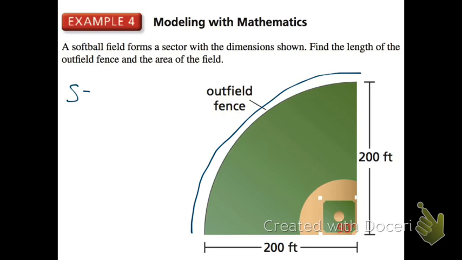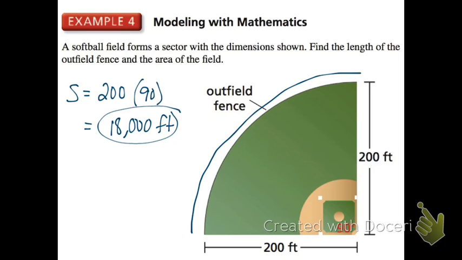So let's start with our arc length. S equals, our equation is r times theta. R here is 200 because that's the radius of our circle, and theta is 90 because it's a 90-degree angle. So our arc length is 18,000 feet. Make sure you put your units on here.